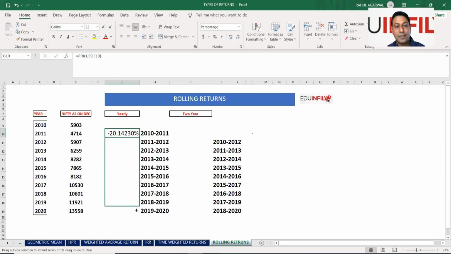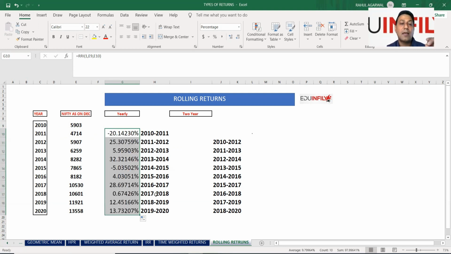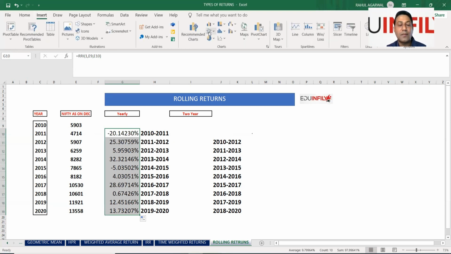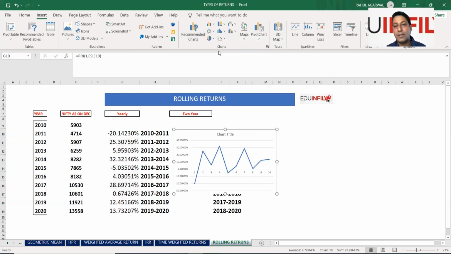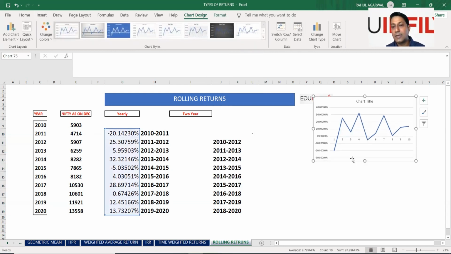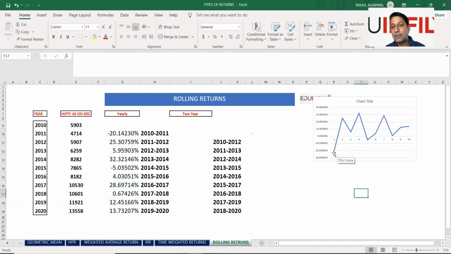Just drag it. Now you can see that I have the Nifty return of a 1 year period over 2010 to 2020. If I want, for better understanding, I can convert this into a chart by simply making a chart. So you can see this, right? Here you can see that the Nifty went up to more than 20% in a 1 year period, and then it went up more than 30% also in a 1 year period, right? So this is how we've calculated for 1 year.